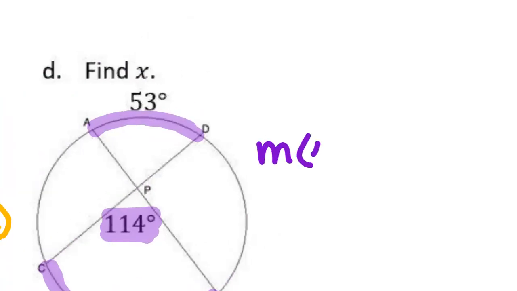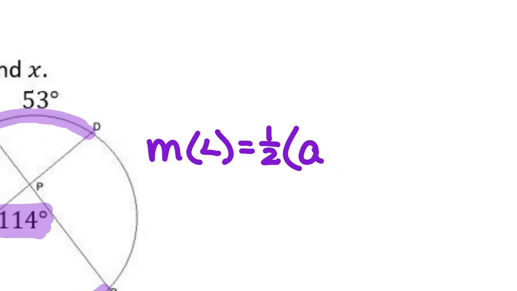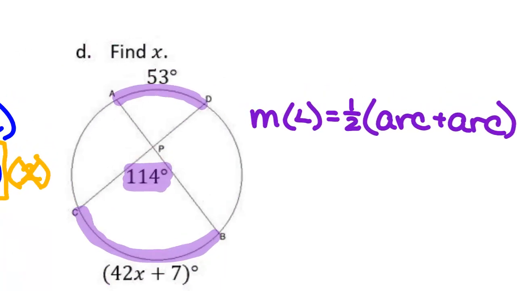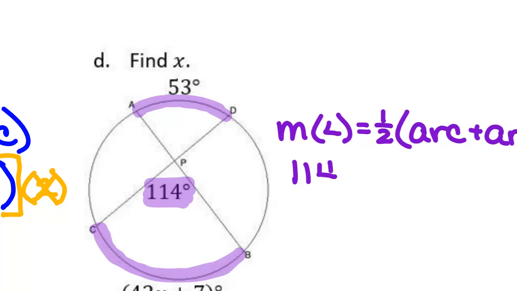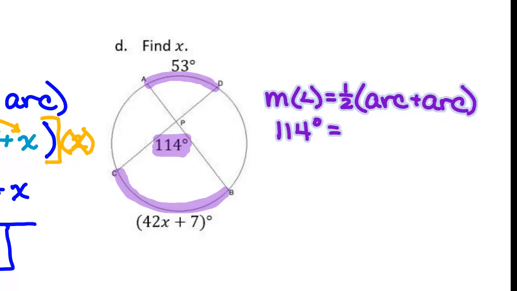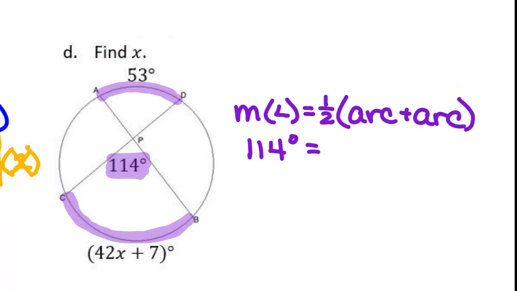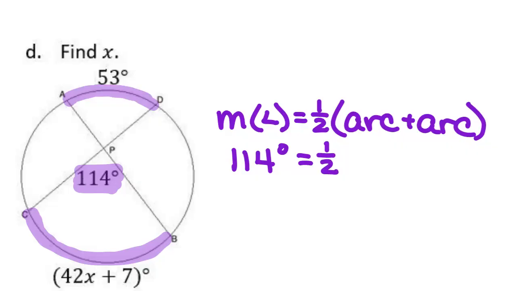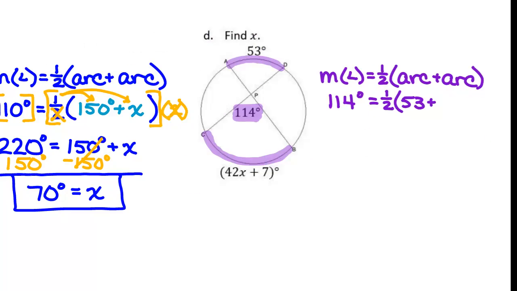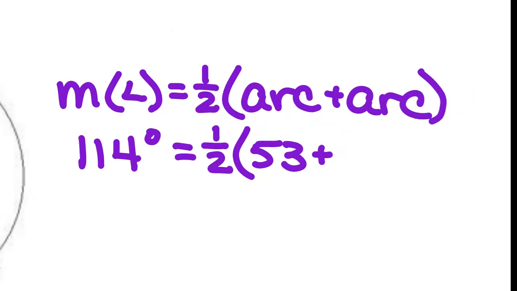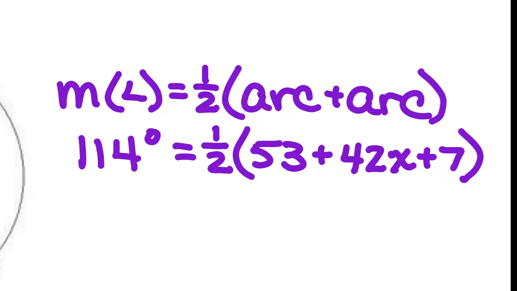The measurement of the angle is equal to 1/2 times arc plus arc. The measurement of that angle is 114 degrees, so I have 114 degrees equals, and then I have 1/2. One of the arcs is 53 degrees, and the other arc is 42x plus 7 degrees. 42x plus 7.